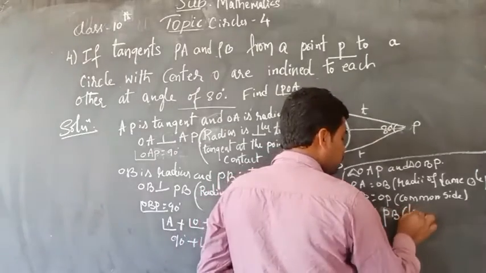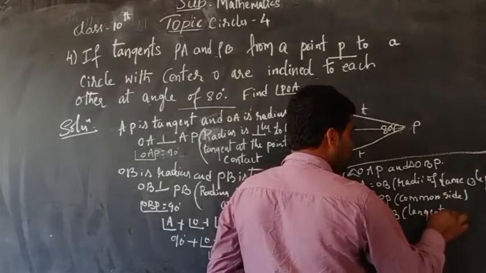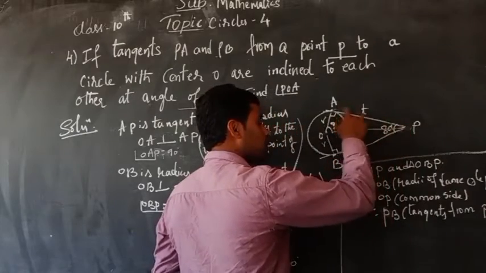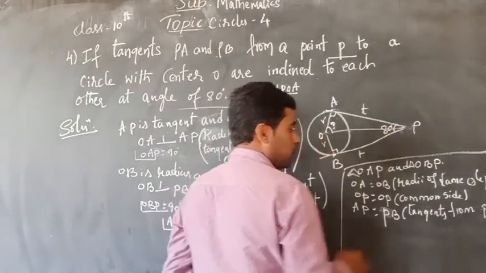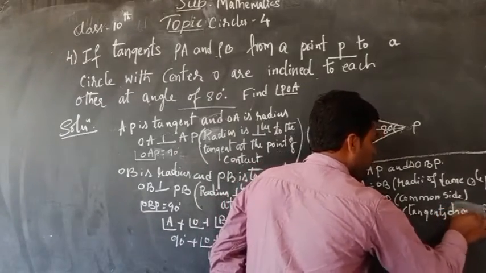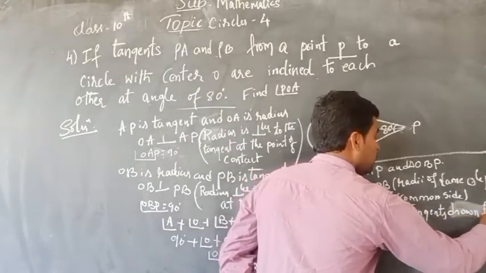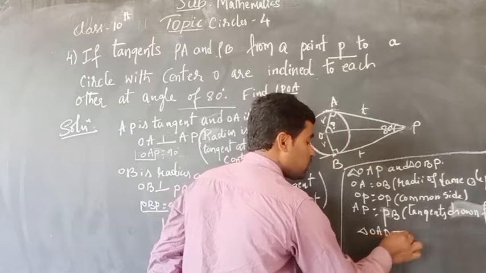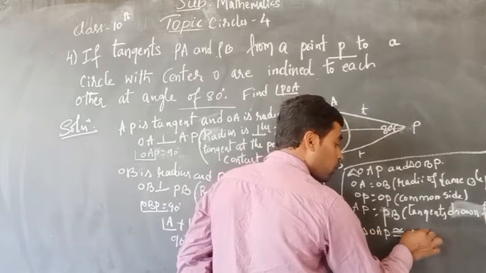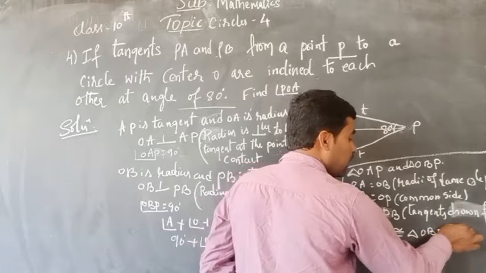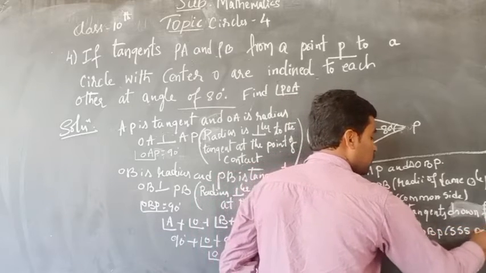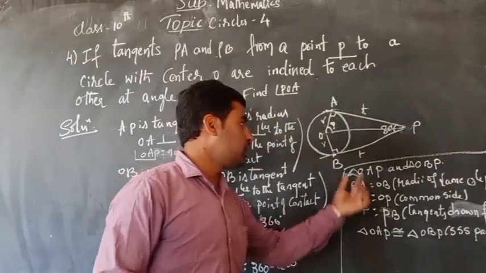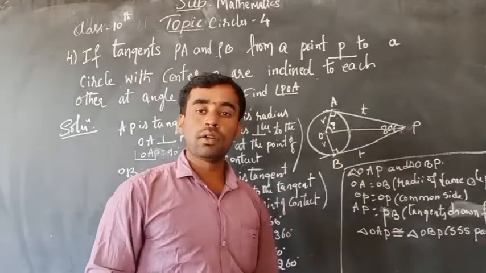The reason: tangents drawn from the external point P to the circle are equal. Therefore, triangle OAP is congruent to triangle OBP, using the SSS postulate. Is it clear? Using congruency, I proved that these two triangles are congruent.